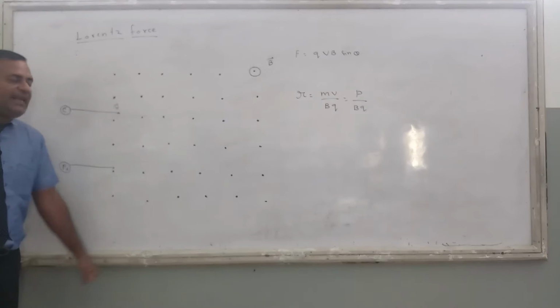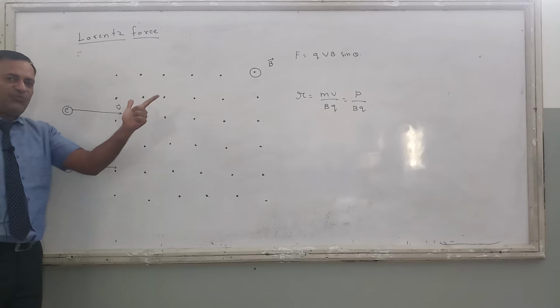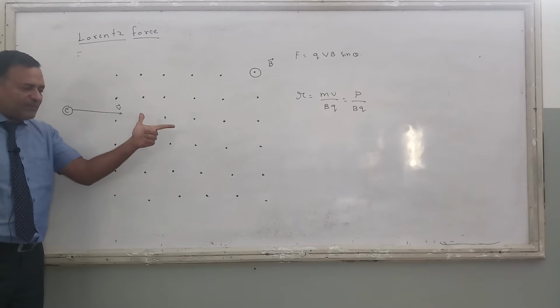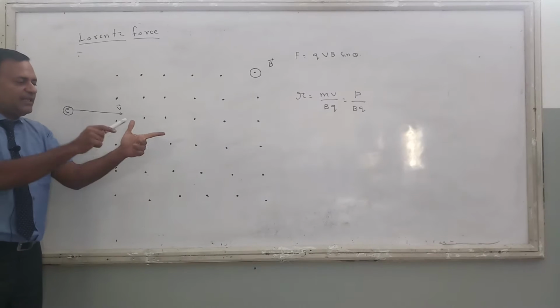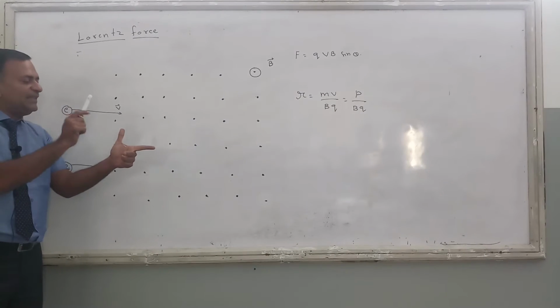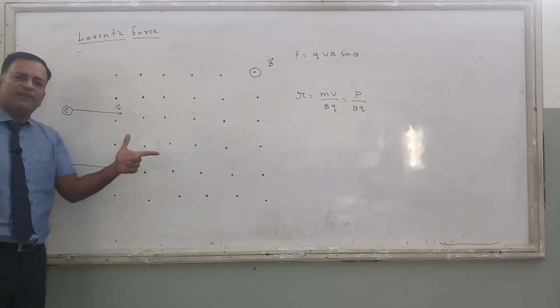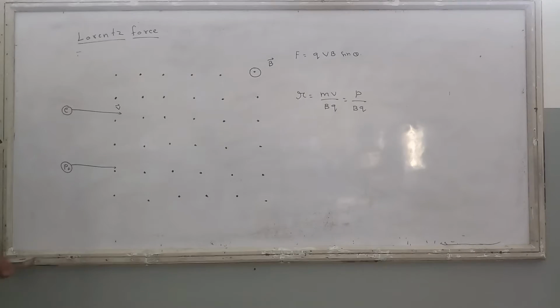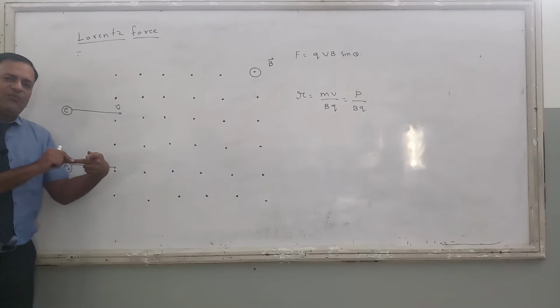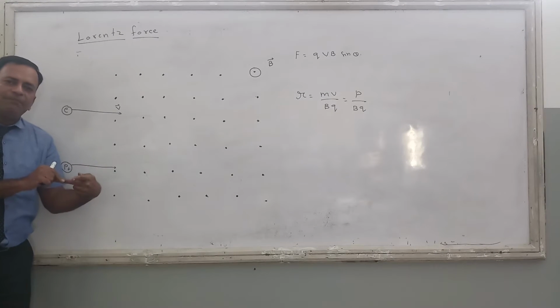And what do the fingers indicate? Force, field, current. I am repeating, force, field, current. This finger should be in direction of current, this finger should be in direction of magnetic field, and the thumb will show the direction of force. So, the first finger should be in direction of magnetic field. Where is the magnetic field? It is outwards. This finger must be in direction of current. Where is the current going?